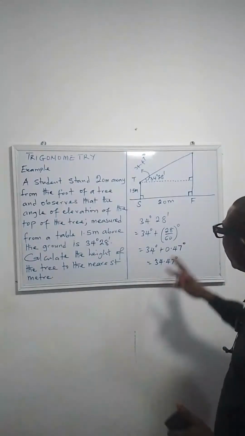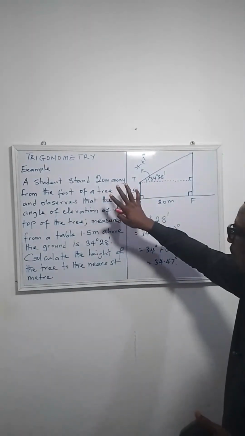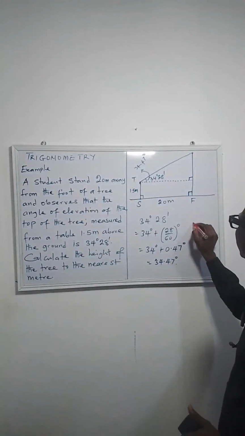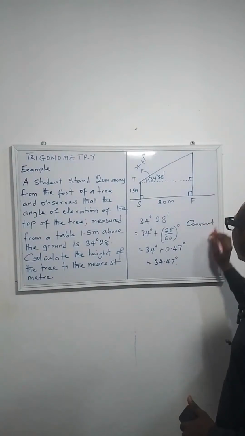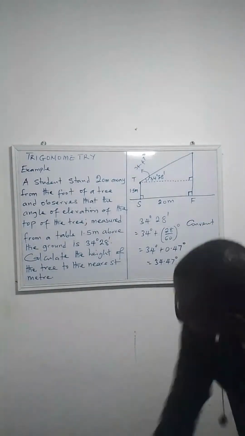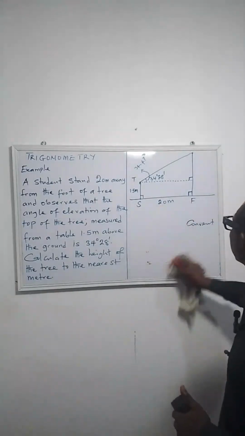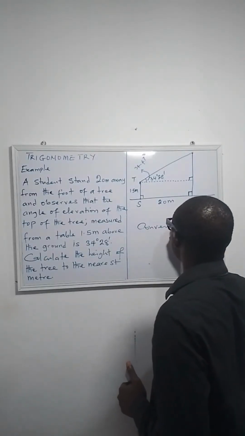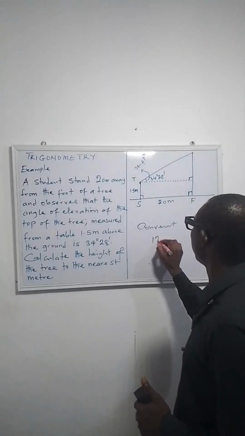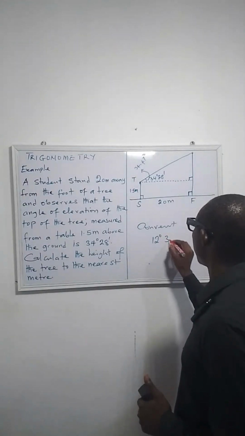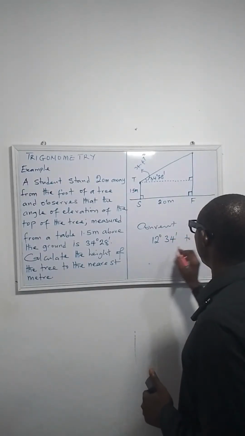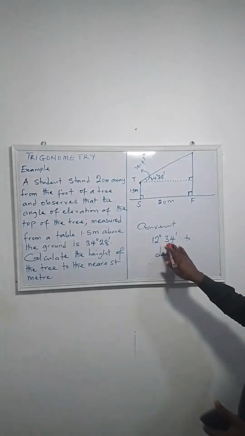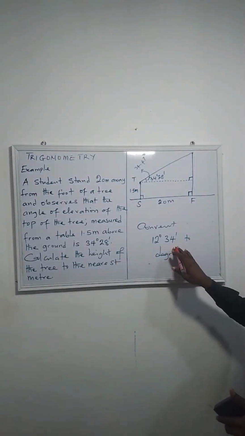Now, before we go into this work properly, I want you to do this for me. Convert 12 degrees 34 minutes to degrees. Okay, now can you do this? Convert this to degrees.